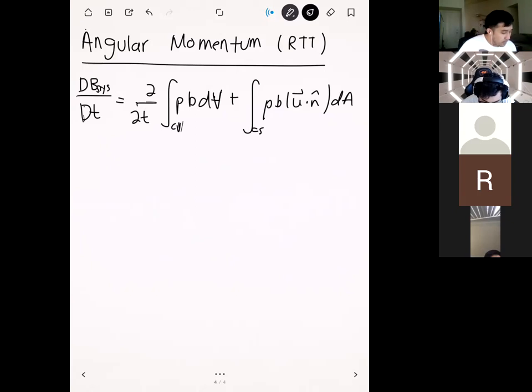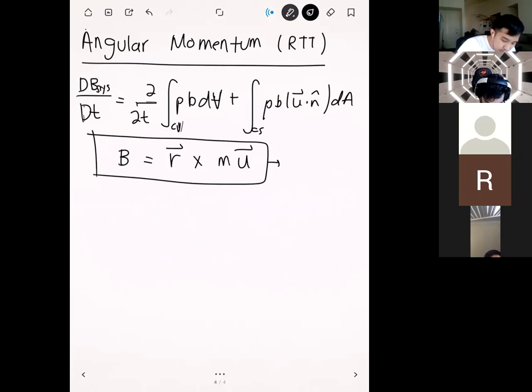So same RTT. And then what we're going to do now is we're going to plug in expressions for big B and little b. Okay. And so what is big B for angular momentum? And so big B in this case is actually going to be a cross product. Right? There's going to be the cross product of the radius, or the moment arm, crossed with m times the velocity vector. Okay? And so this right here is angular momentum. Okay? And we'll say it's angular momentum of a particle.